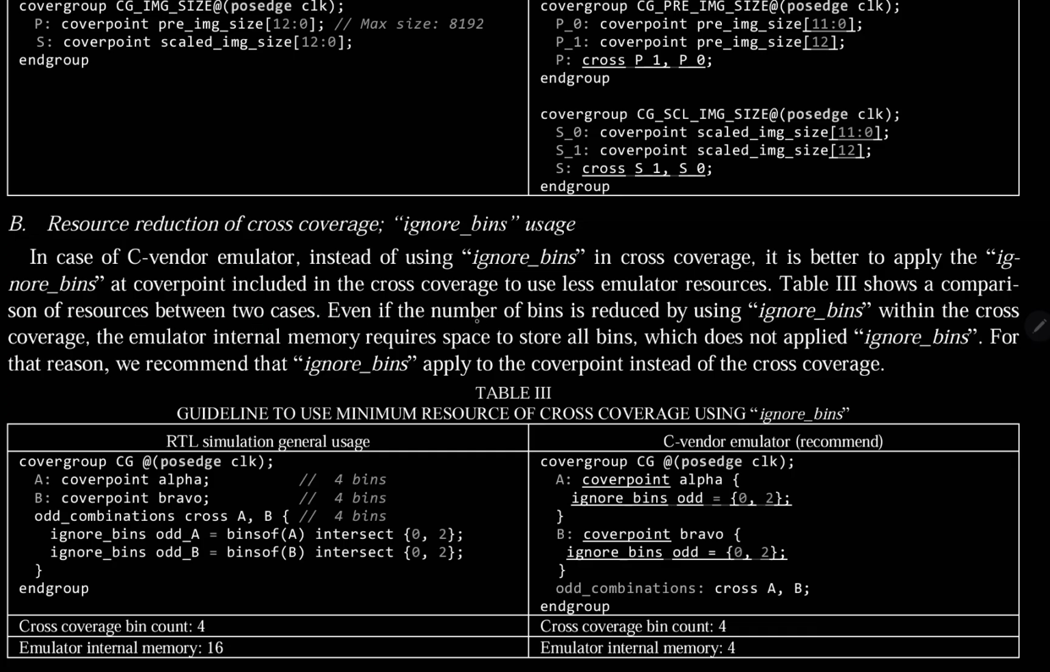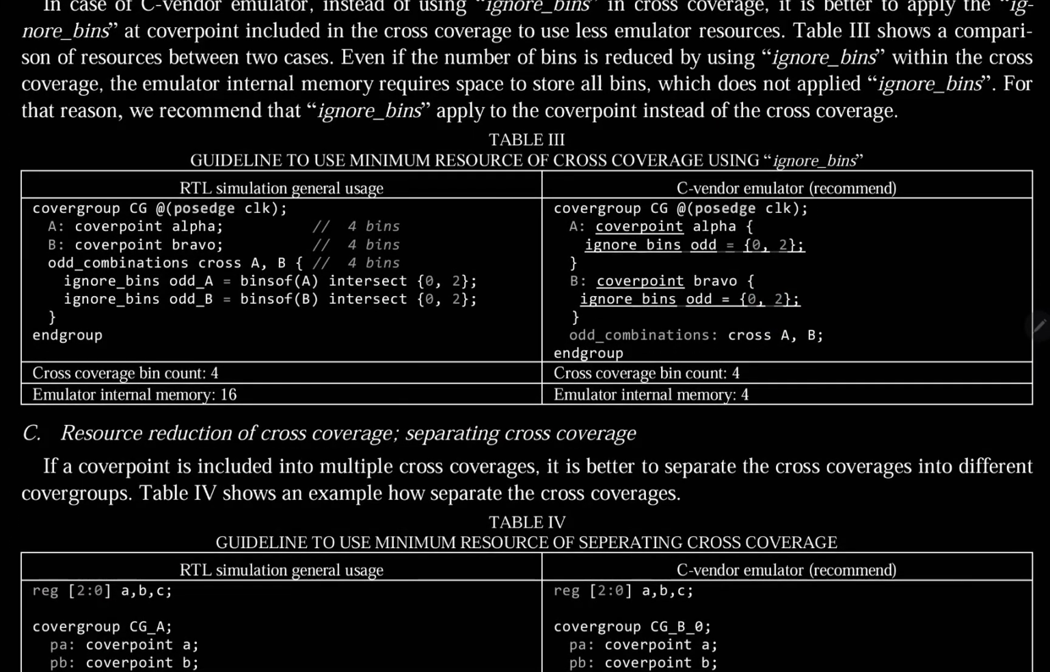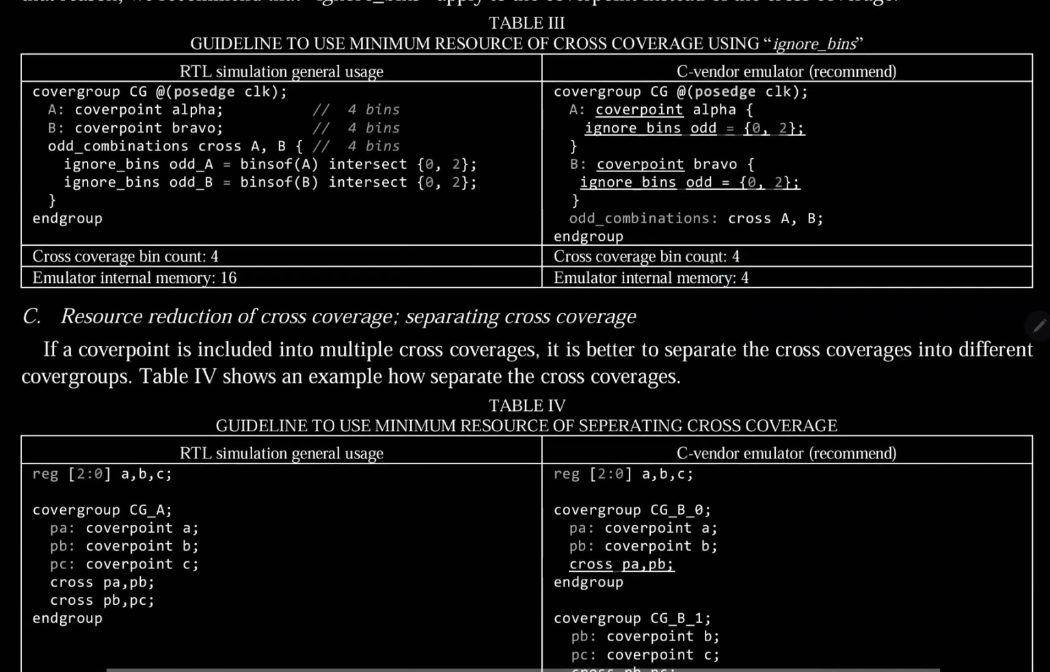Even if the number of beans is reduced by using ignore_beans within the cross coverage, the emulator internal memory requires space to store all beans, which does not apply to ignore_beans. For that reason, we recommend that ignore_beans apply to the cover point instead of cross coverage. The Table 3 guideline to use minimum resources of cross coverage using ignore_beans.